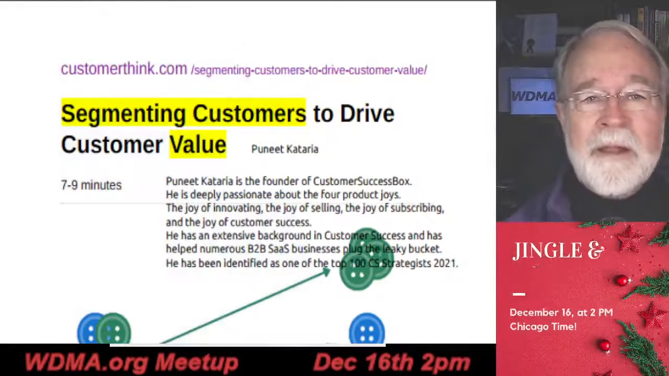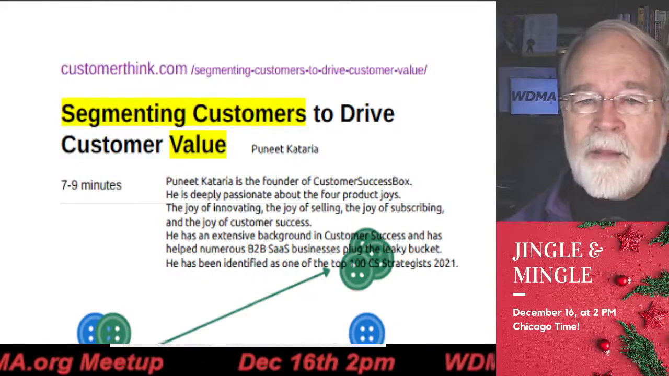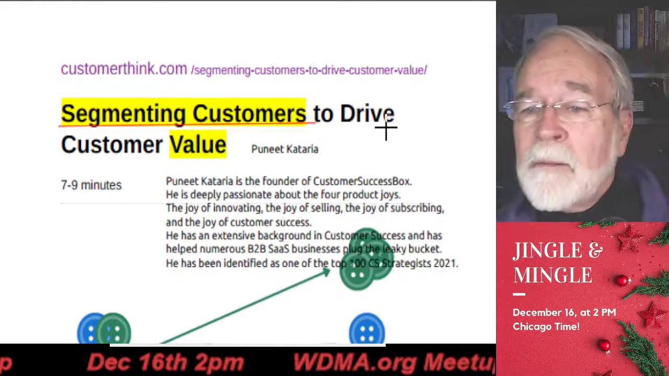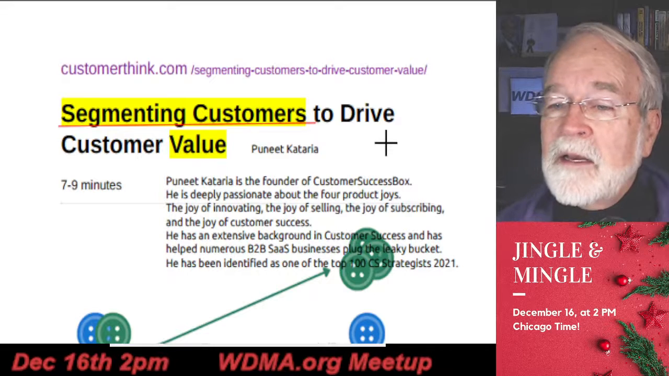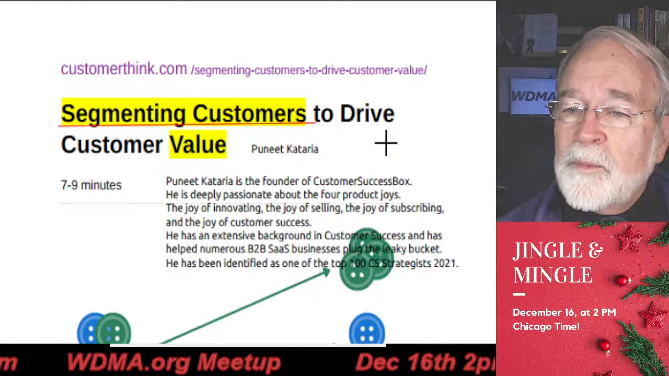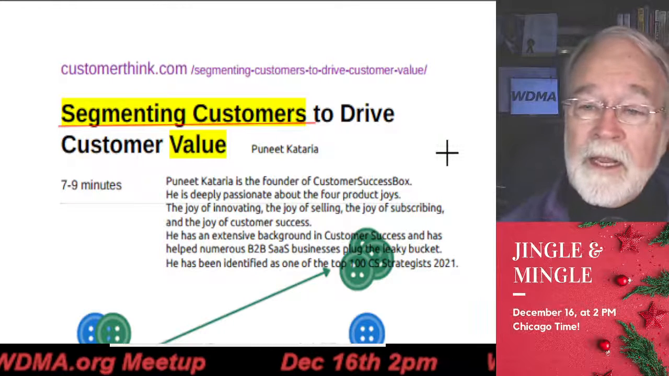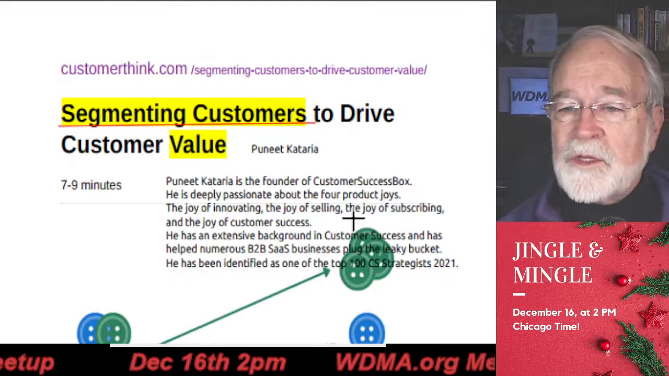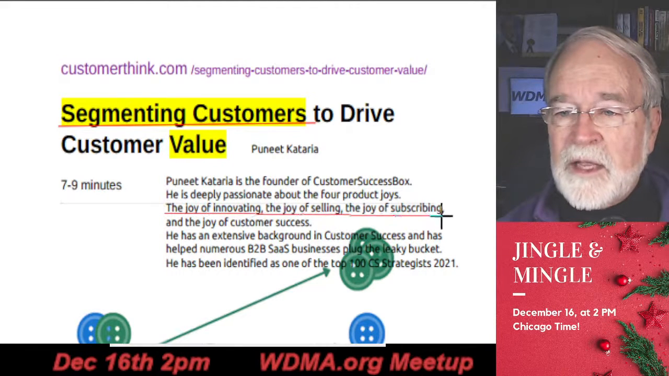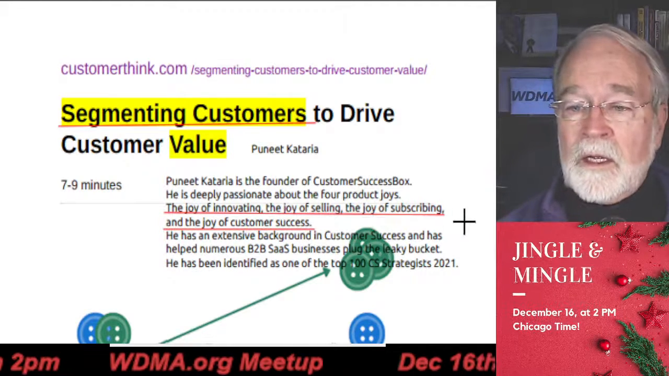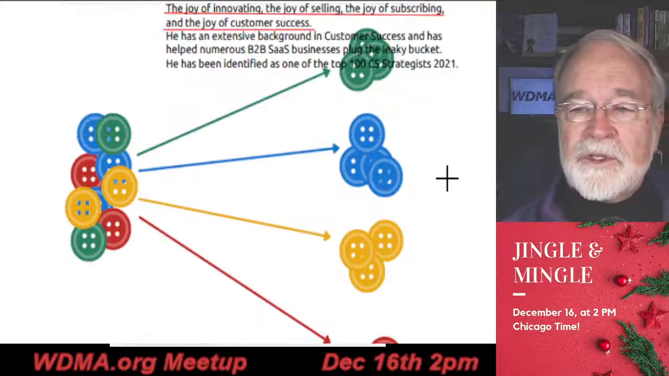Well, we're going to have a little teaching today. Pardon my dust, but that's the way it's going to be. So we're going to talk about segmenting customers to drive customer value. And this is from Paneet Kataria, the founder of Customer Success Box, and he's deeply passionate about the 4 product joys: the joy of innovating, the joy of selling, the joy of subscribing, and the joy of customer success. That sounds really good. So he's got a big background in customer success.